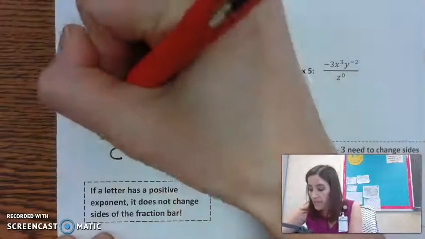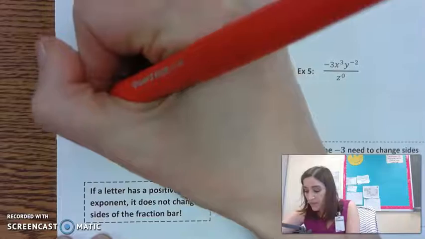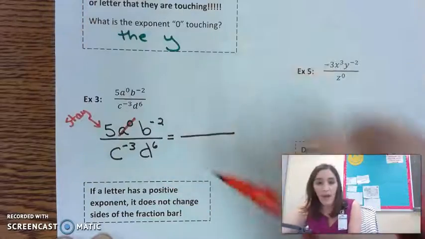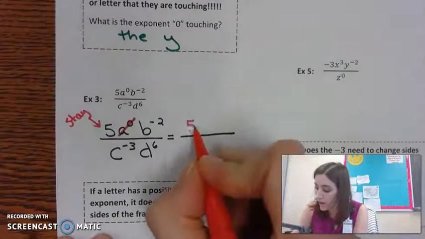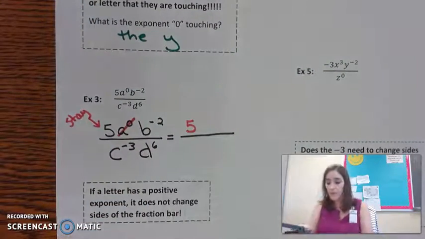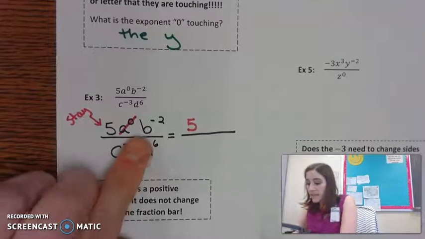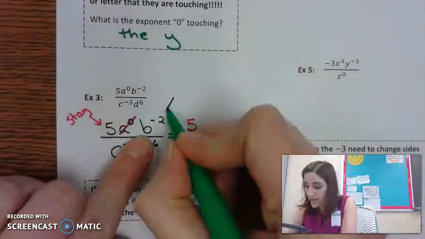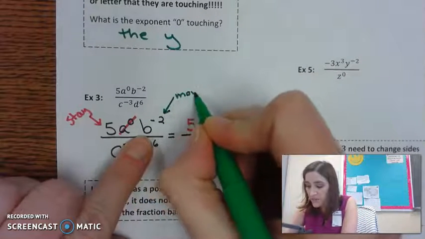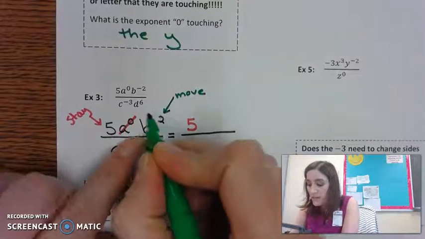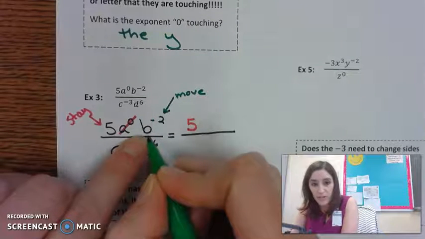Now that 5 does not have a negative exponent or anything, so it is going to stay on the top of the fraction bar where it already was. Okay? But the b that's on the top part of our fraction has a negative exponent, so it is going to have to move. So that b to the negative 2 power changes sides.